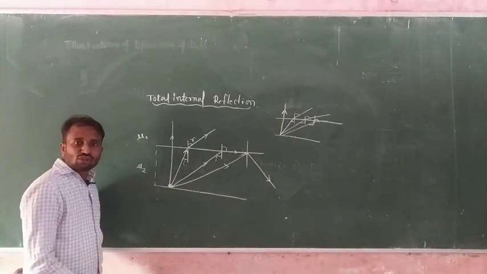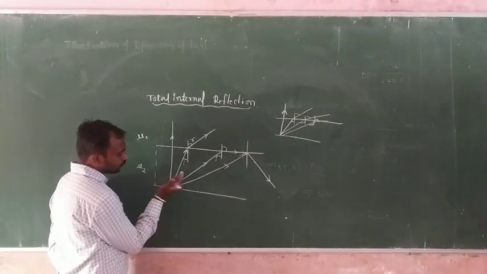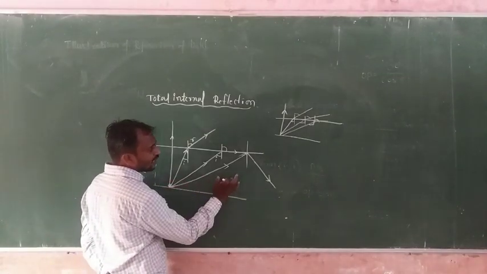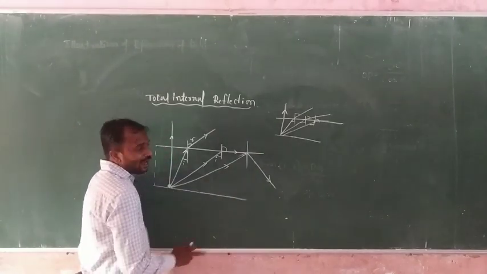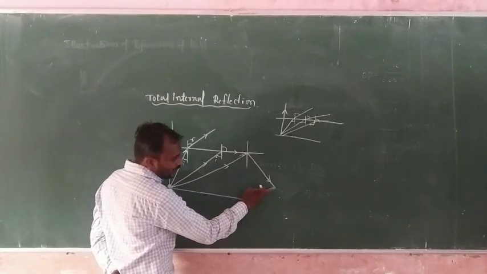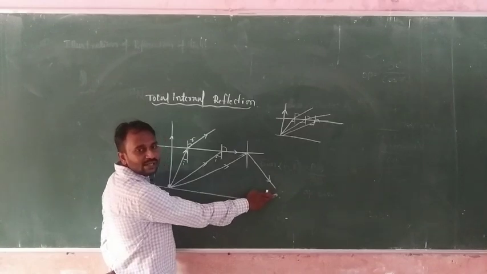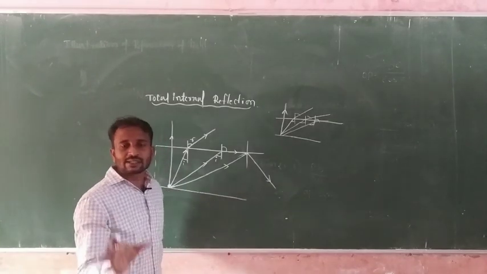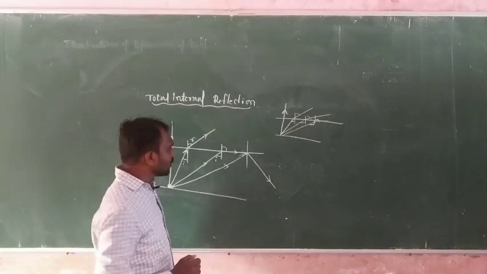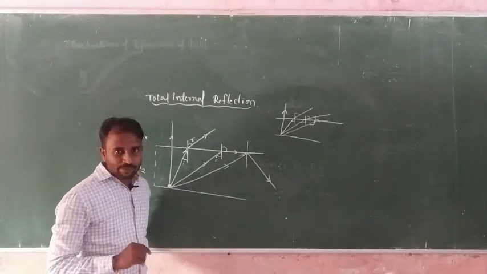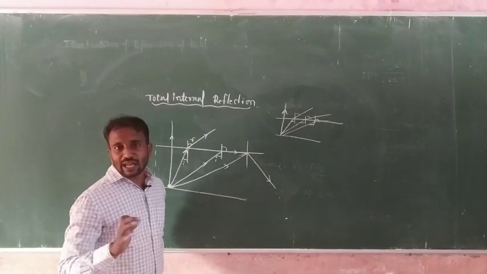It means it is a phenomenon when a light ray travels from denser to rarer media, and the light ray is completely reflected in the same media. So this phenomenon we consider a total internal reflection. Okay, so here one concept is there, and that one is the critical angle.